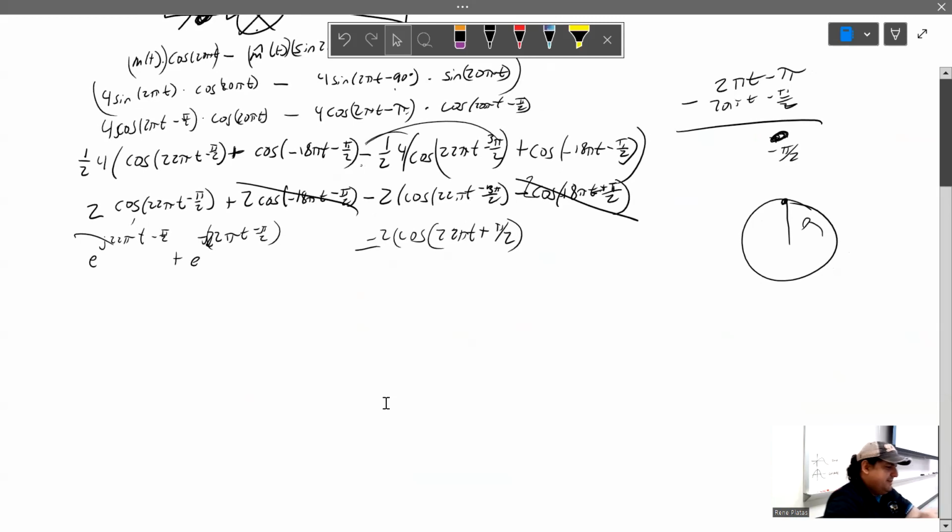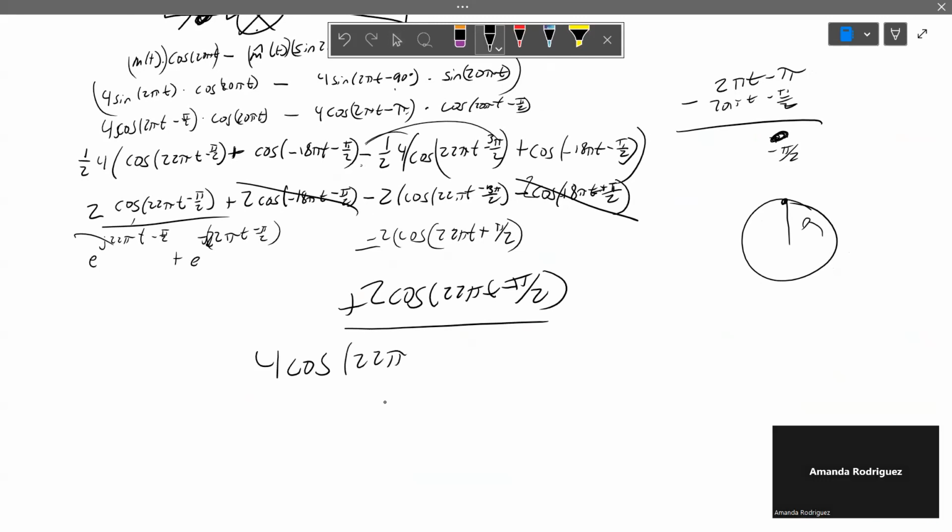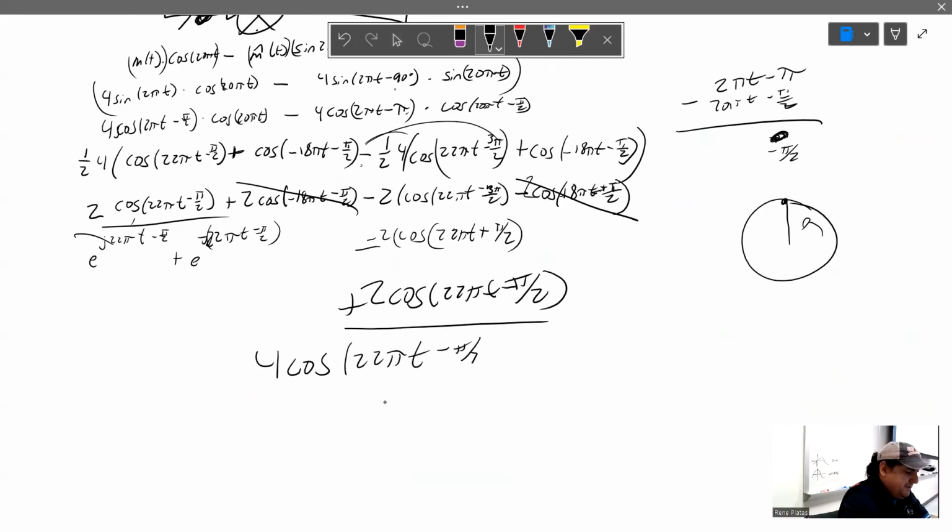So this happens to be the same thing as 2 cosine of 22 pi t minus pi over 2. And then you add them both up, they become 4 cosine of 22 pi t minus pi over 2.